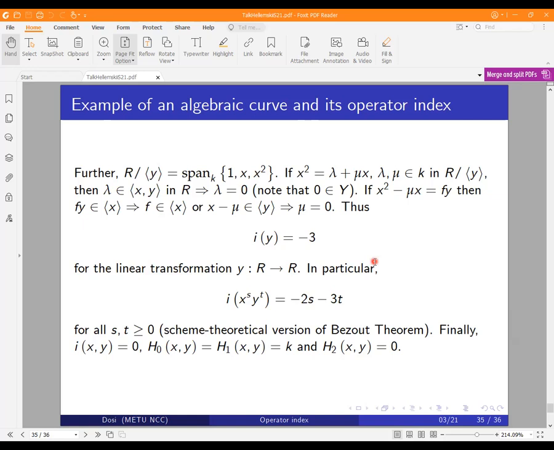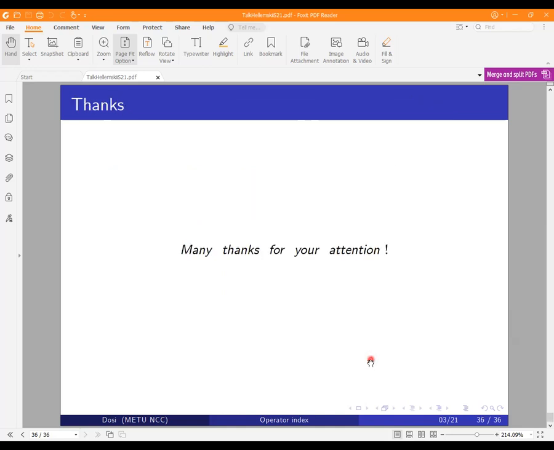In this particular case, certainly this sort of result can be generalized to higher dimensions, but I don't know precisely what we have to do there. Yeah, let me stop here. Okay, that's all my talk. Thanks for listening.